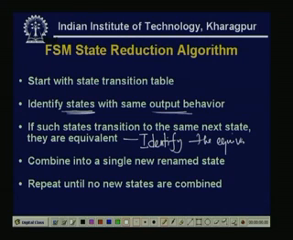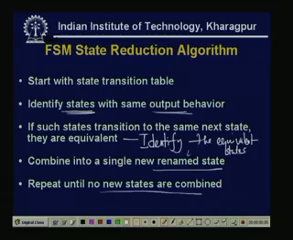So, that is what we intuitively understand, that equivalent states can be merged. Now, combine them into a single new renamed state. That means these equivalent states, when merged, give a new state. So, repeat until no new states are combined.